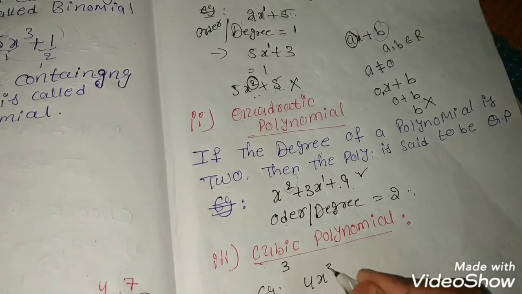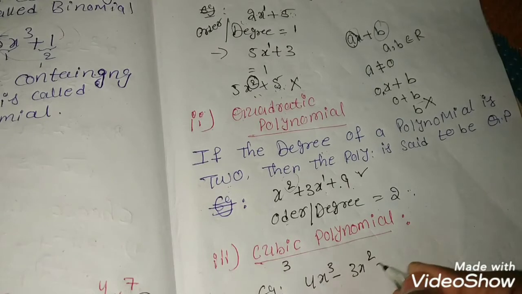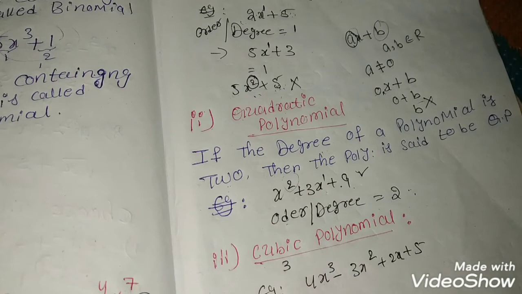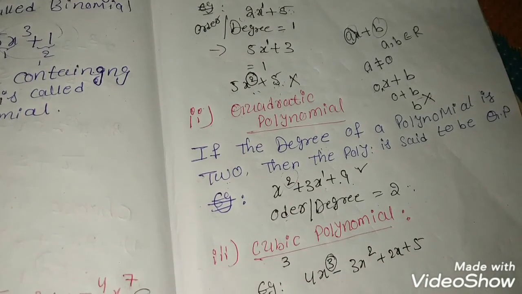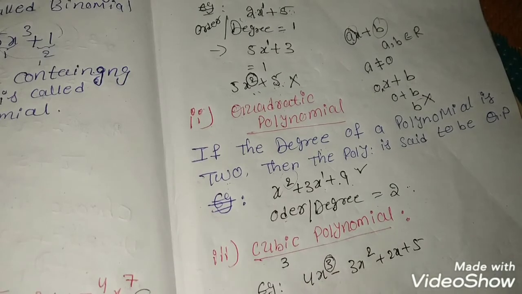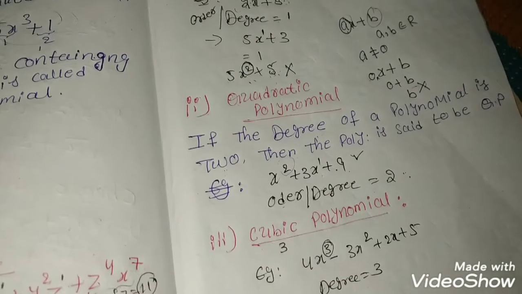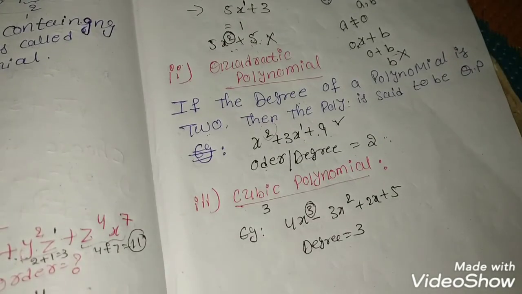Let's take an example of this. 4x cube minus 3x square plus 2x plus 5. Is this a cubic polynomial? Yes, of course, because the highest degree is 3. The highest power is 3. Then what is the degree of this polynomial? 3. Is it right? So we can say this is a cubic polynomial.